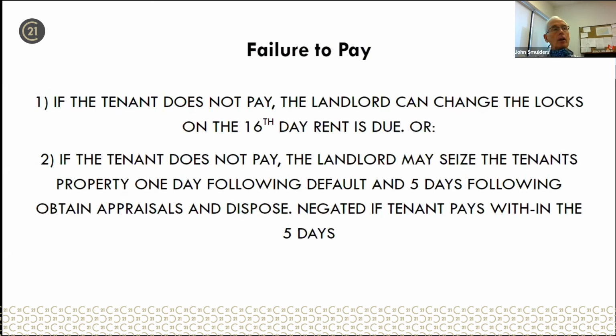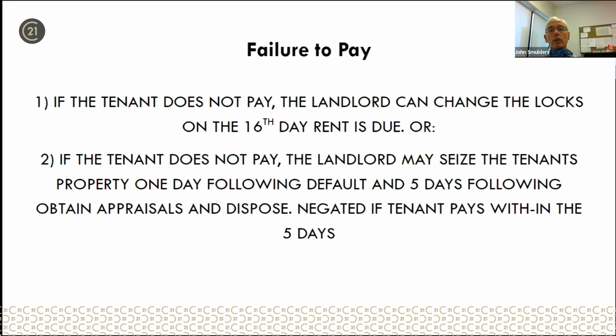Failure to pay. This is probably the biggest difference from the Residential Tenancy Act. If the tenant does not pay, the landlord can change the locks on the 16th day rent is due. Wow, that's locking the tenant out. Simple as that. Done. Bye-bye. Okay. Or if the tenant does not pay, the landlord can actually seize the tenant's property 1 day following default, and 5 days following that can obtain appraisals of the market value of what is in the building and dispose of it. This is, of course, negated if the tenant pays within the 5 days.